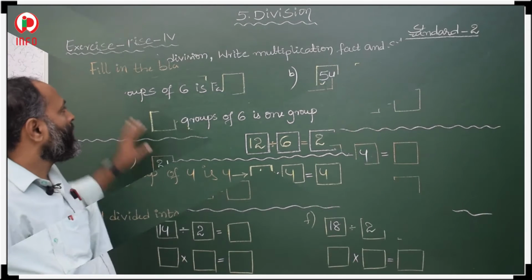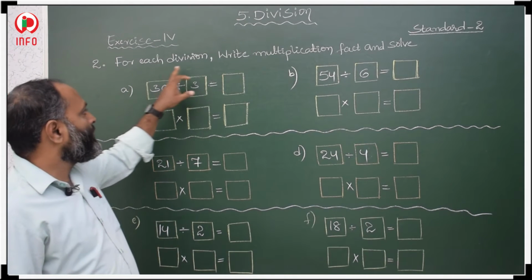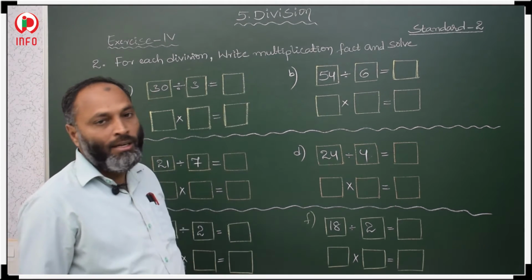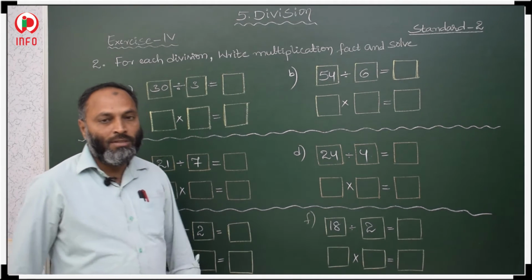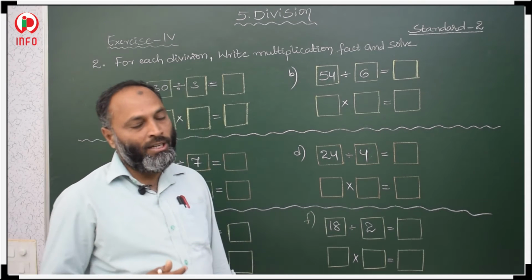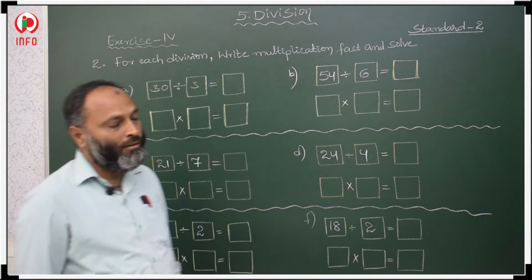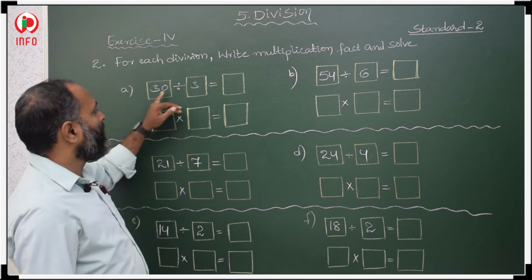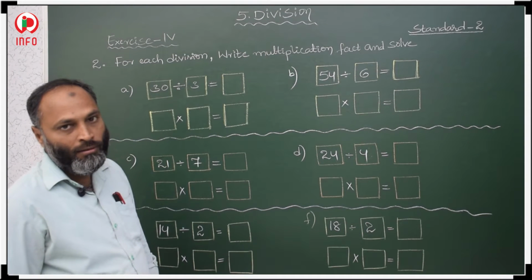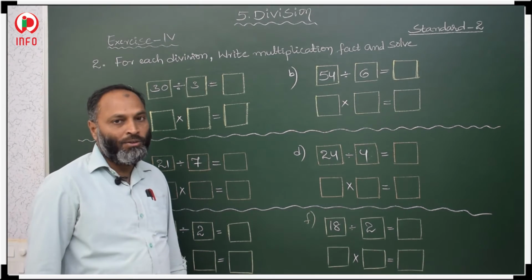Okay. Now, next in exercise 4, second question C: for each division, write the multiplication fact and solve. So, first we have to solve the division, and after that we have to write it as a multiplication fact. See here, 30 divided by 3. So, what is the answer? How to check?